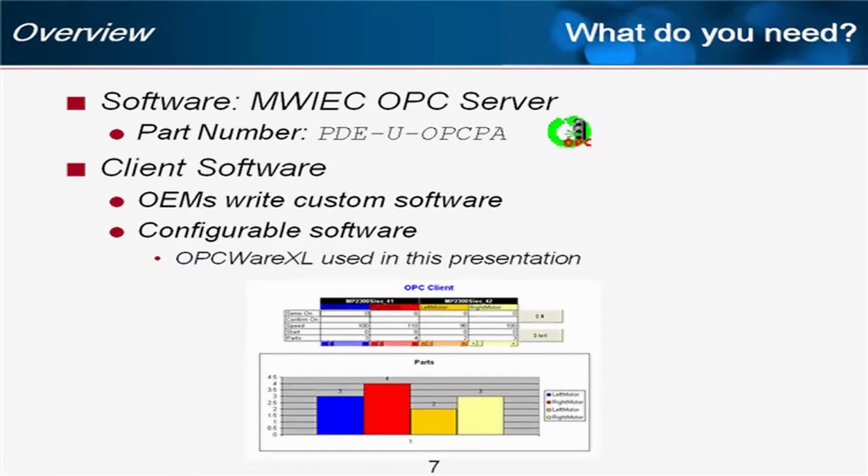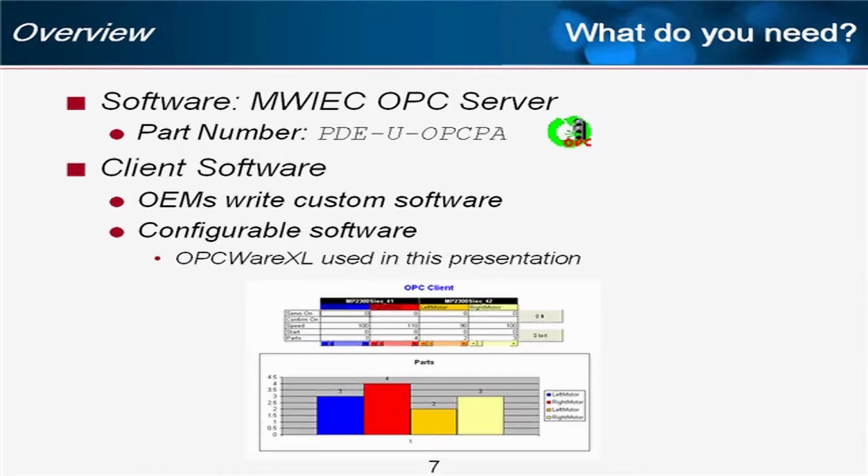And then you'd also need to develop client software. This is where a lot of times the OEM will be writing their own software for the machine. And there are also, if you search on the internet, different configurable software packages. And one that I'll be using in this presentation is called OPCware XL, made by the company OPCware.